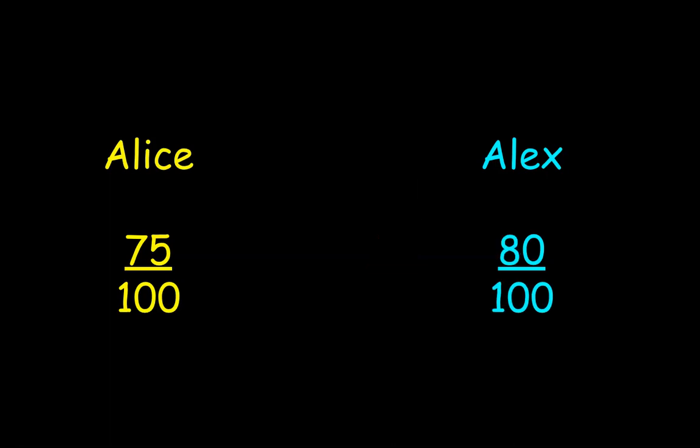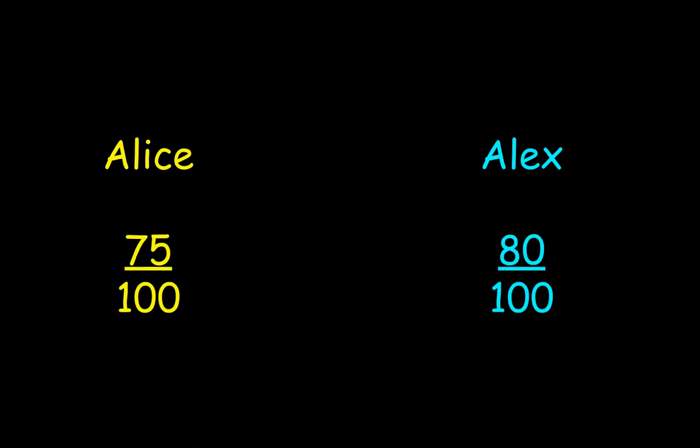Now, we can see that Alex answers a greater number of questions per every 100 than Alice does. Only a few. And that might not be enough to actually make a big decision. The difference between 75 and 80% is not a huge amount. Right, so there we go. 75 out of 100, 80 out of 100, 75%, 80%.